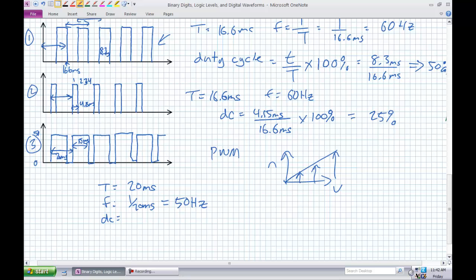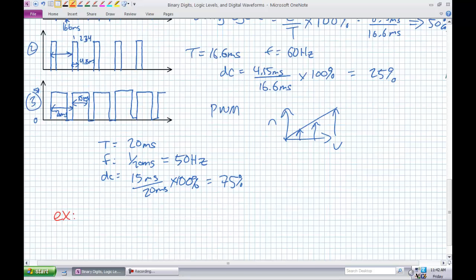Number 3, what is the duty cycle of this? The pulse is there for 15 milliseconds out of every 20 milliseconds, so 15 milliseconds over 20 milliseconds times our percentage expression, it's 75%. So if we hook this thing to a DC motor, it would be going at 75% of the speed.